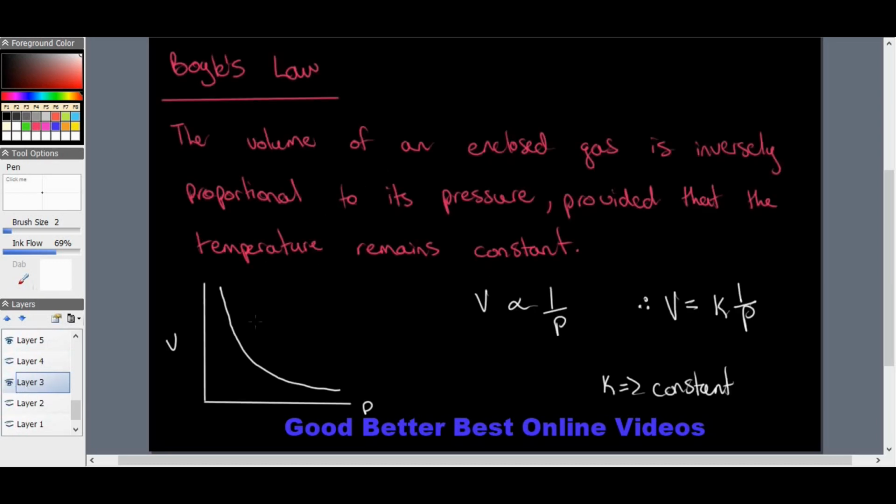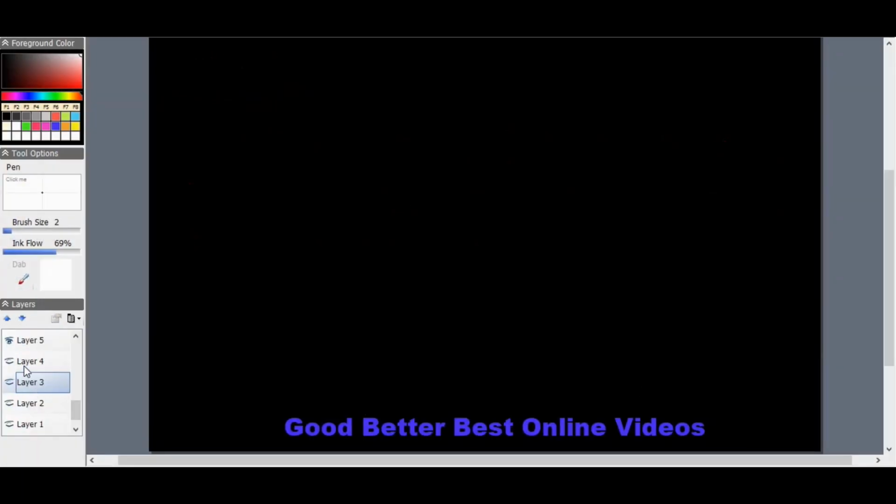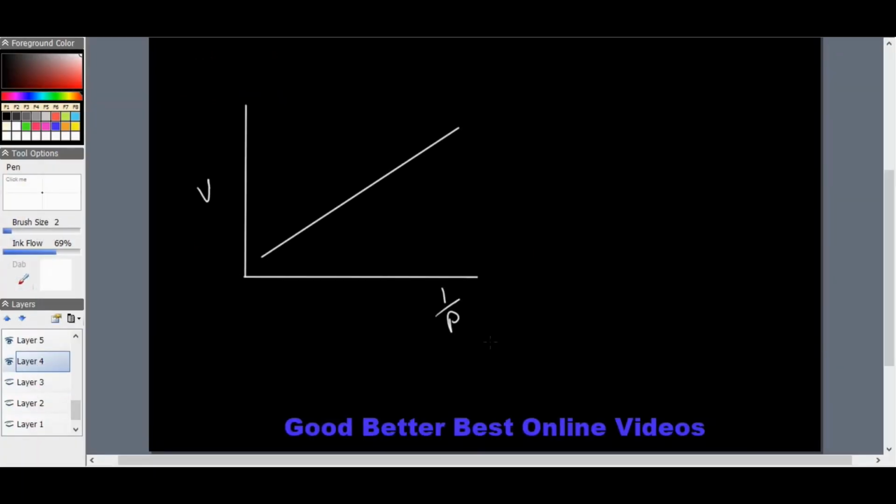If we had 1 over the pressure on the x-axis and V over here, the graph would be a direct relationship, as opposed to the volume being inversely proportional, meaning that as the volume increases, pressure decreases, and as the volume decreases, pressure increases. Both could be read in that way. Either way, it's fine.